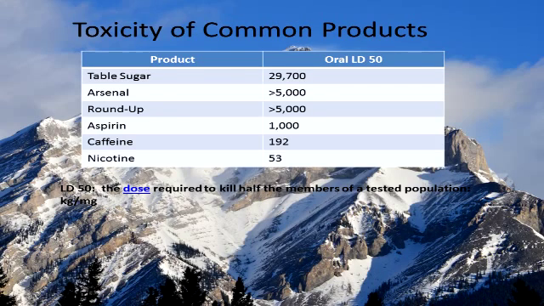And if you look at the oral LD50 of table sugar, 29,000. Now let's drop down here to aspirin, caffeine, and nicotine. I'm not a nicotine user, but I hit that sweet tea on a regular basis. Plenty of caffeine in that. And what do they say? One baby aspirin a day keeps the doctor away.